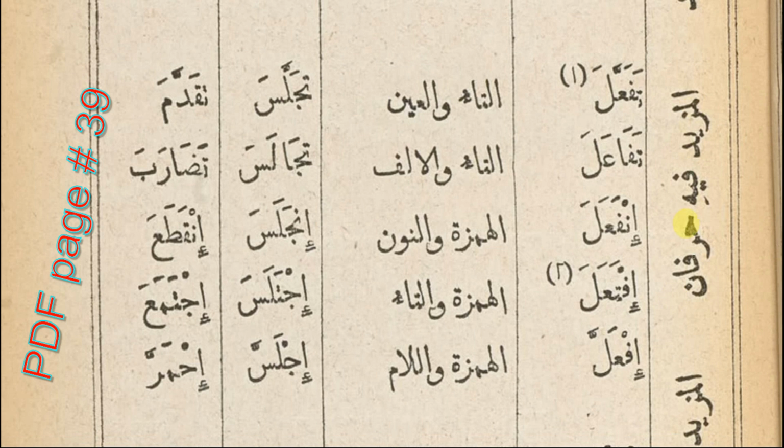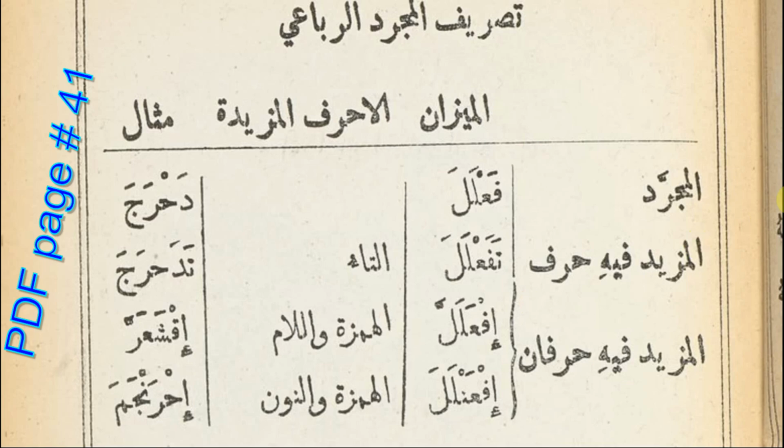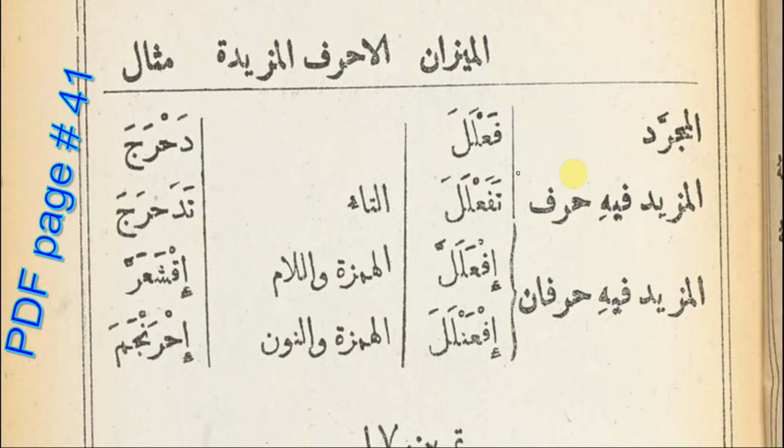Here المزيد فيه حرفان, and this is how it would look if two letters were added to the original three-letter root, and you get these 5 forms here. And you have these 2 forms if 3 letters were added to the 3-letter root. This here is for the 4-letter root, and if you add letters to it, this is how it would look. If you add 1 letter, that's how it would look. This here, that's you add the ta to it. Or if you add 2 letters to it, you will get these 2 forms here.